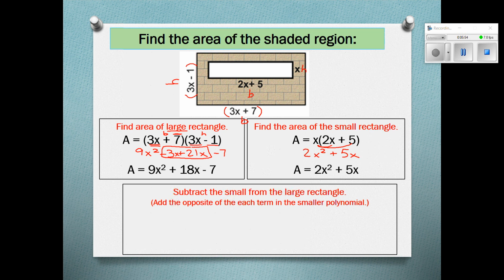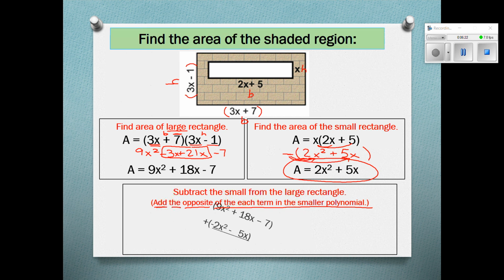Now, we remember back the original thing was we wanted to find the area of the shaded region. So now we're going to have to subtract the smaller area from the larger one. Remember that when we're subtracting with polynomials, you add the opposite of each term in the smaller polynomial. Remember, we have negative minus this, so you have to change each one of these terms to the opposite sign.